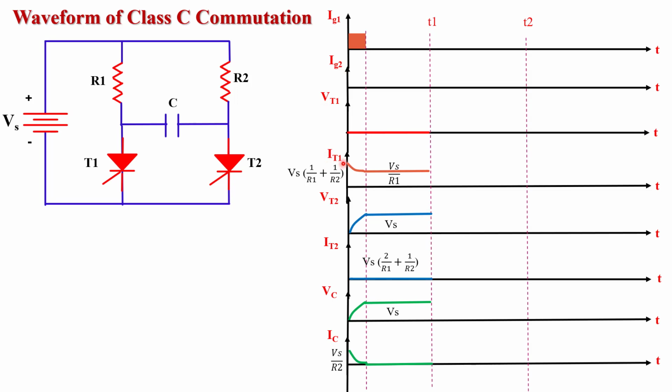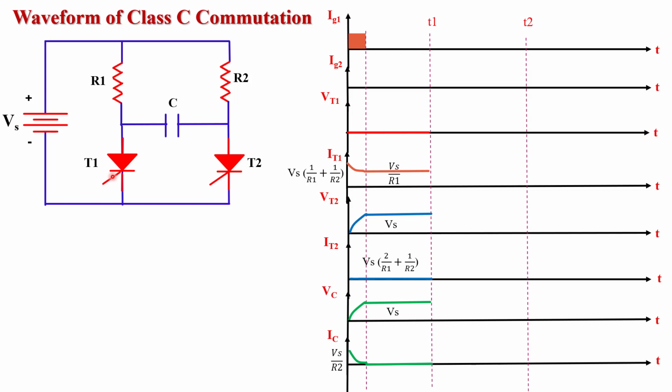Vt1 and It1 are the voltage and current across the T1 thyristor. Vt2 and It2 are the voltage and current across the T2 thyristor. Vc and Ic are the voltage and current across the capacitor. Now, first we consider at omega t equals 0, we apply a gate triggering pulse to thyristor T1 and T1 gets turned on.